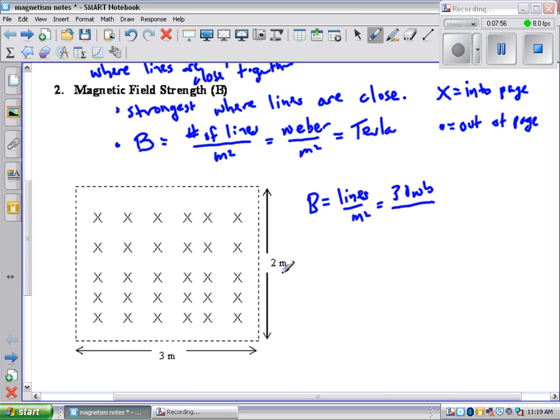And our area for this, in meters squared, is going to be 2 meters by 3 meters, which is going to give me 6 meters squared. So it's 30 Webers over 6 meters squared. That's going to be 5, and I could write Webers per meter squared, or I could write a capital T for Tesla. So the strength of the magnetic field is 5 Tesla.